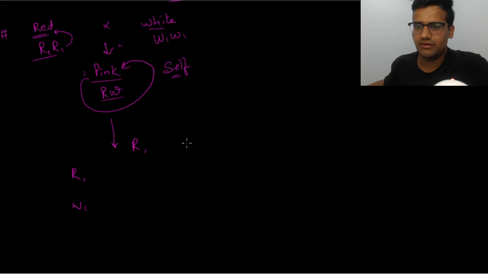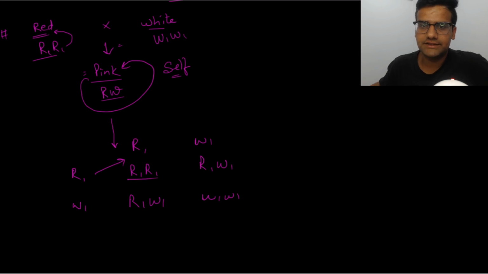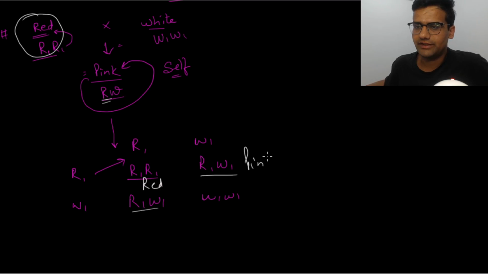The other gametes of the male plant would be R1, W1. So if we cross them, the result would be R1R1, R1W1, R1W1, and W1W1. The plant with R1R1 genotype would of course be red. The plants with R1W1 will of course be pink. So this was pink, this was pink. The plant with W1W1 will of course be white.